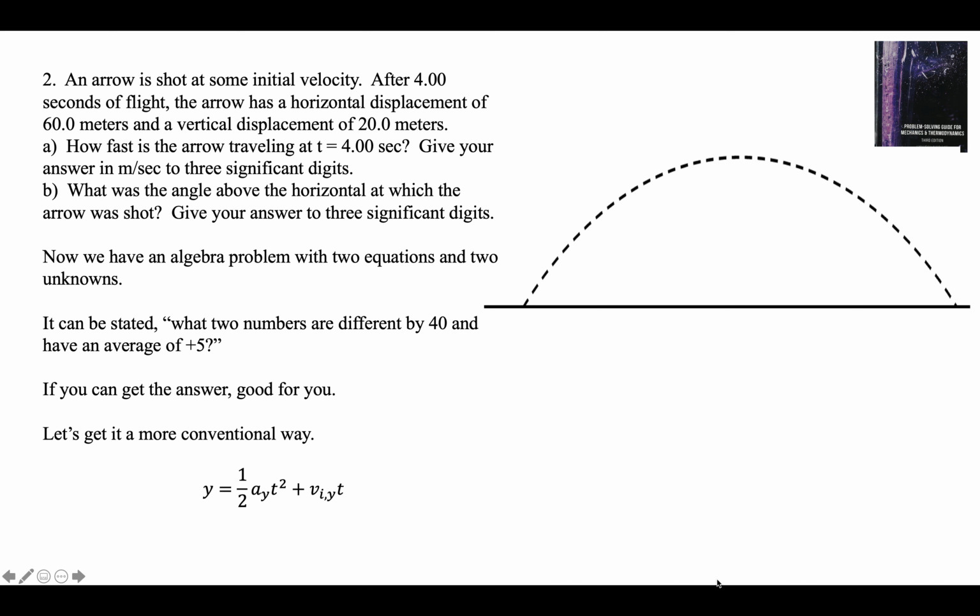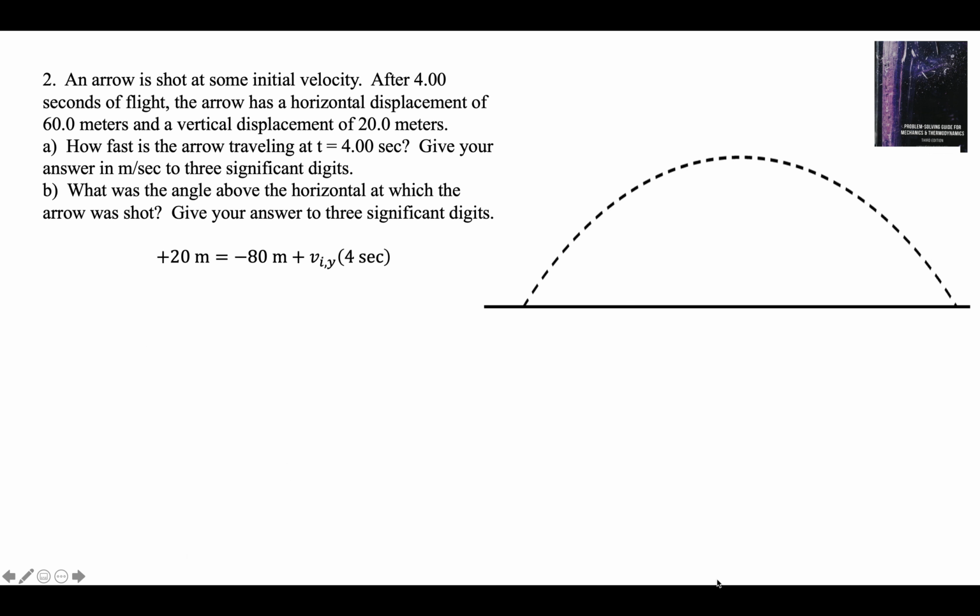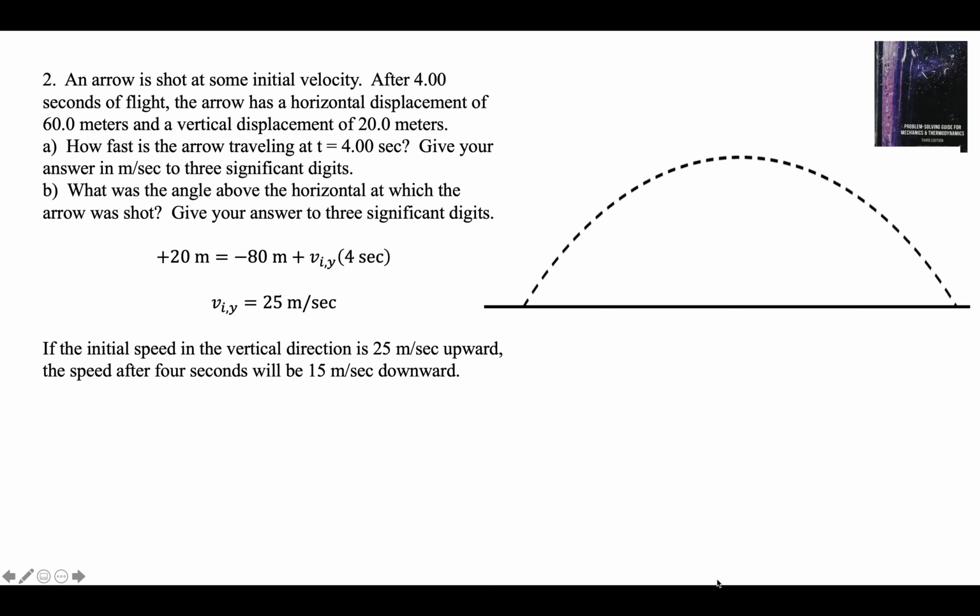Let's do some physics. y is 1/2 a sub y t squared plus v initial y t. The only thing we don't know here is v initial y. y is plus 20 meters. It's given. t is 4 seconds. Acceleration is minus 10 meters per second every second. We're done. We get v sub y. 4 squared is 16, times 1/2 is 8, times 10 is 80, so we have 20 equals minus 80 plus v initial y times 4. Put the 80 on the other side, that's 100, divided by 4, that's 25. So v initial y is 25 meters per second.